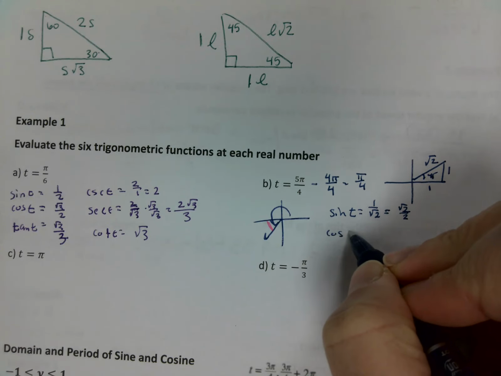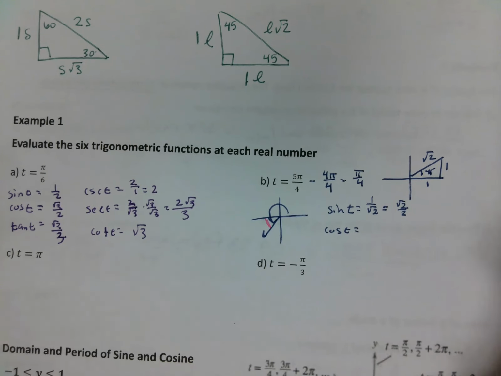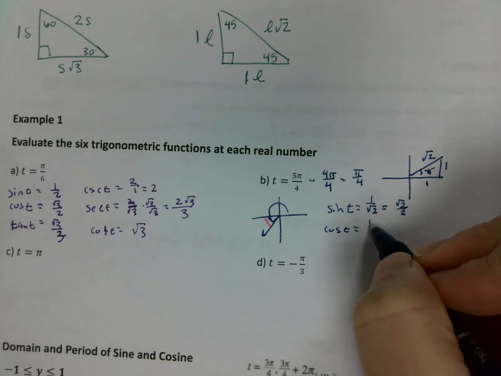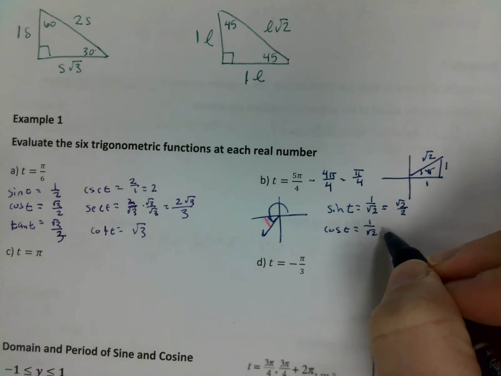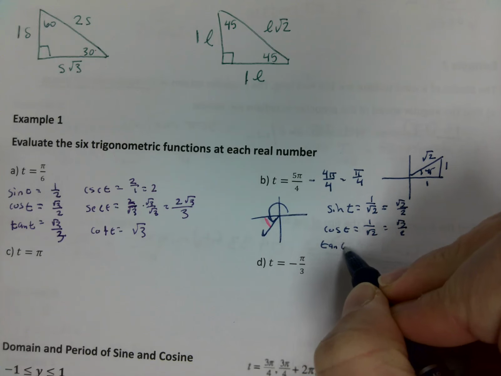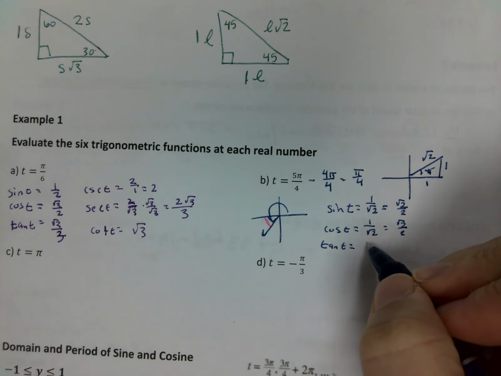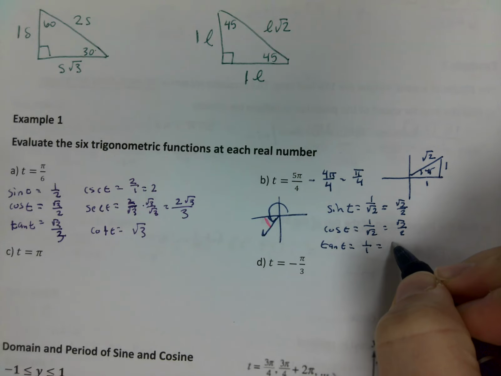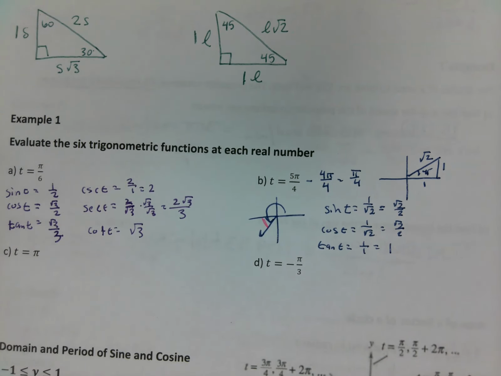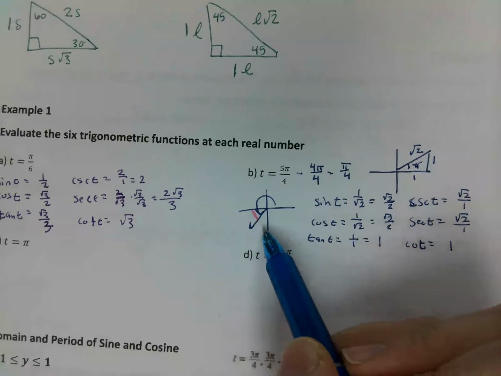So that would be square root 2 over 2. My cosine is going to be my x value. So that would be 1 over square root 2, which will be square root 2 over 2. And my tangent of my angle is going to be my opposite over adjacent, which is going to just be 1. So pause the video, and I want you to come up with the next 3 by yourself. Okay, but now we have to bring it back to this angle right here.